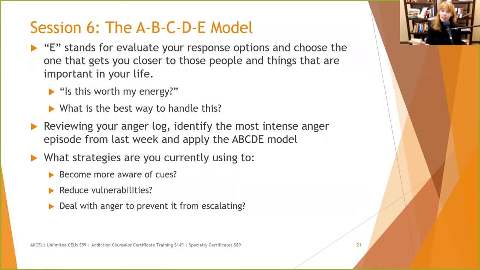Review the anger log again and identify the most intense anger episodes from the past week and apply the ABCDE model. So again, going through that, you're identifying the cognitive distortions. What strategy are you currently using to be more aware of cues, reduce vulnerabilities, and deal with anger to prevent it from escalating? So we're pulling back stuff in from the last few sessions to make sure that they're not forgetting about these things. And then we can talk about ways to integrate that into the anger control plan if they're having difficulty figuring out how to make this transition happen.